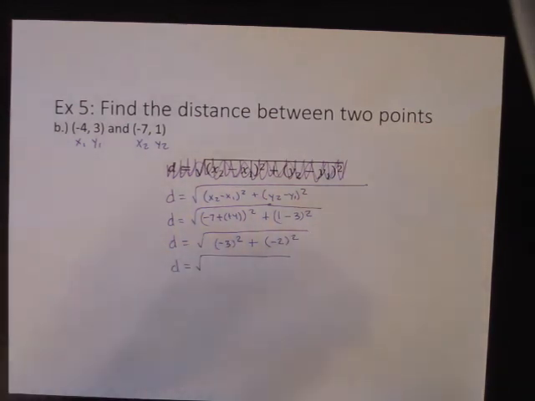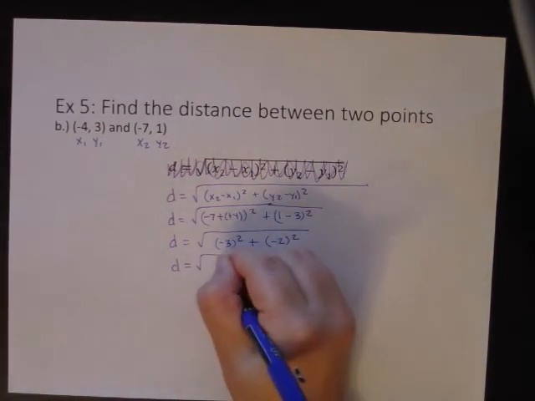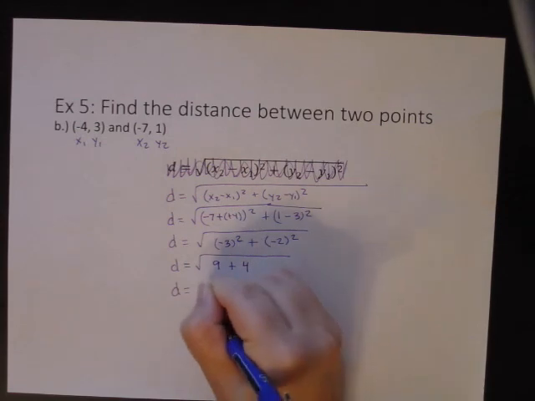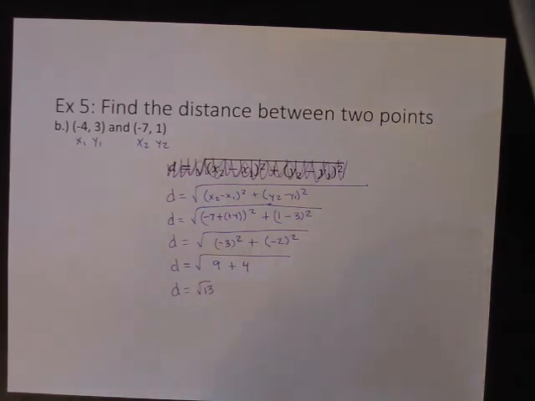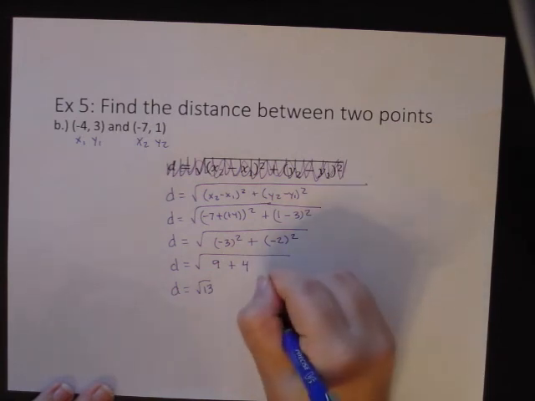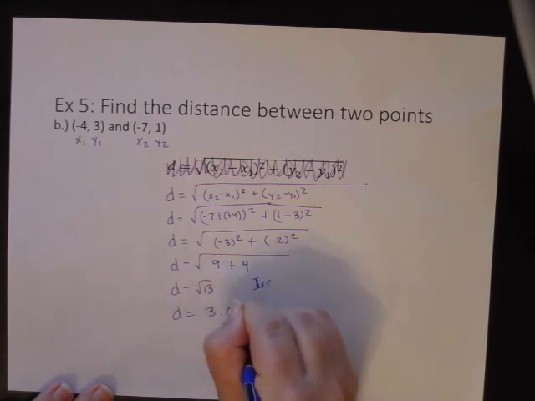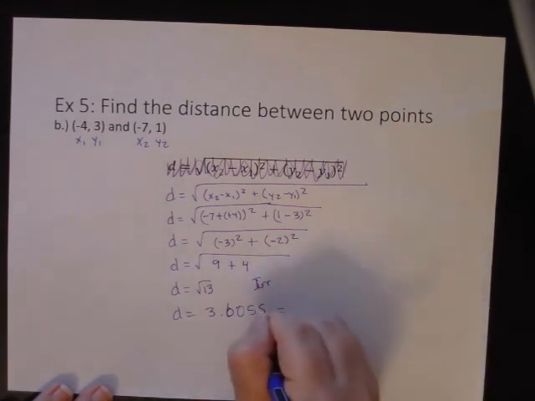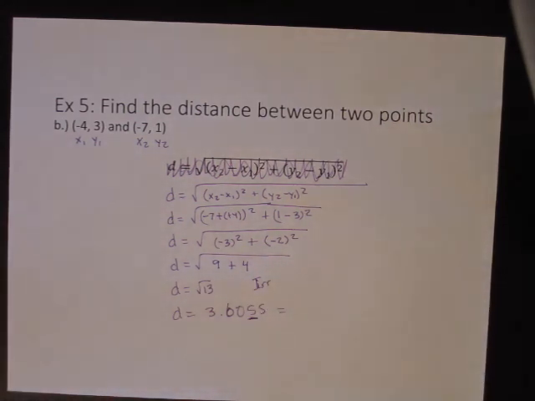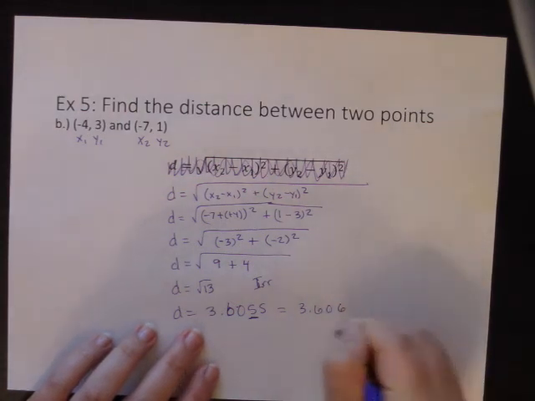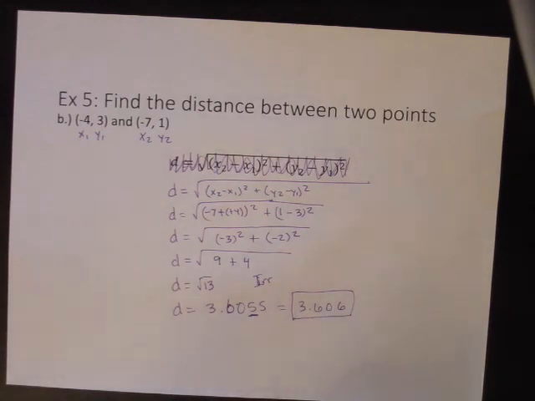So when I go to the next step, negative times a negative is a positive, so negative 3 squared is going to be a positive 9. Negative 2 squared is going to be a positive 4. So d equals the square root of 13, which again is an irrational number. So we have to round it 3 places past the decimal, so I got 3.6055. When I round it 3 places past the decimal, if it's a 4 or below, you keep the same. If it's a 5 or above, you give it a shove, so you move it up 1. So this would be 3.606. And it's an irrational number.